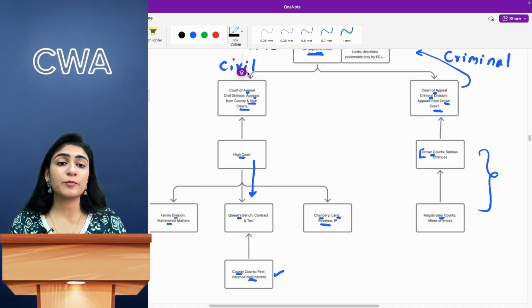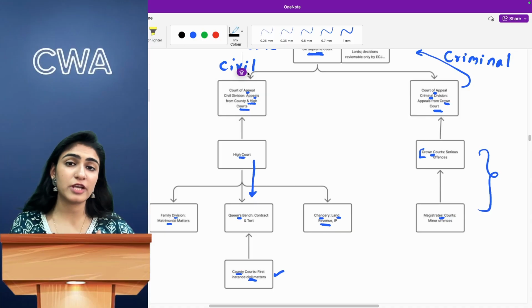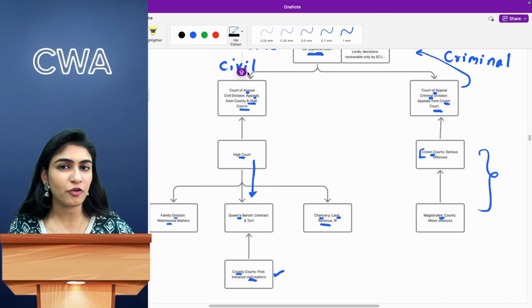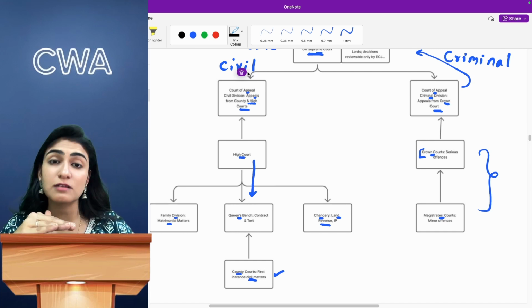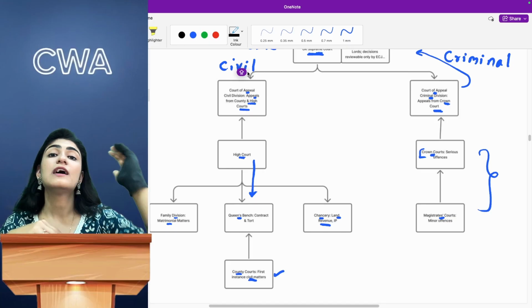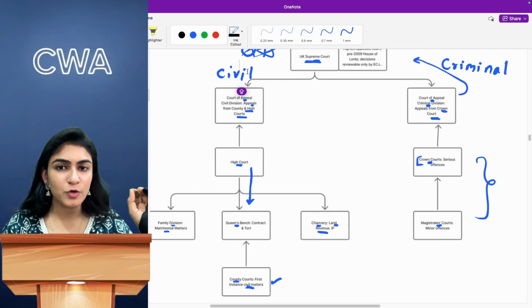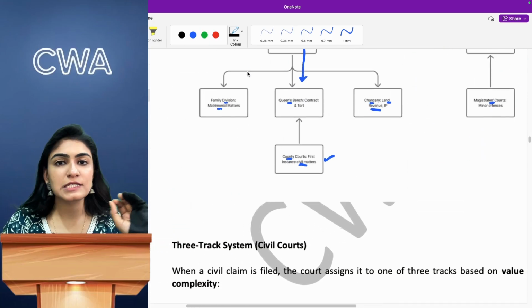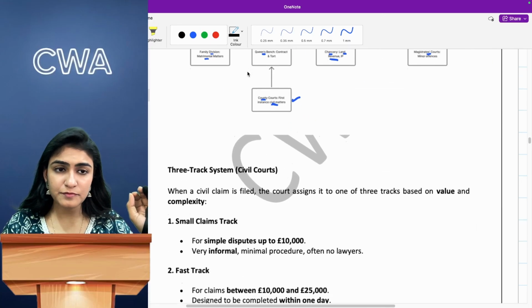When we are talking about the criminal division, the first one is the magistrates court, where minor offenses are discussed. The second one is the crown court, where serious offenses are discussed. Then there is the Court of Appeal, and then the UK Supreme Court. I hope this chart is clear to you guys.